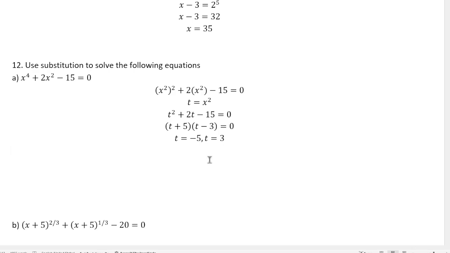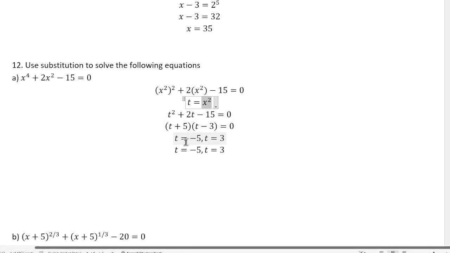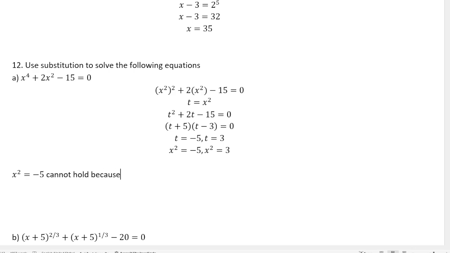And the danger of substitution is that while it makes the question simpler and doable, it's easy to be fooled by your own handwriting, thinking that since I have something equal to something, this must be the answer. But that's not the answer, because the original question is posed in terms of x. We have to find the value of x. So you can't stop here. What you need to do is replace t by what you started with. So since t is x squared, you have to do these two things. Now, first of all, this doesn't make sense. It cannot hold, because x squared cannot be negative.